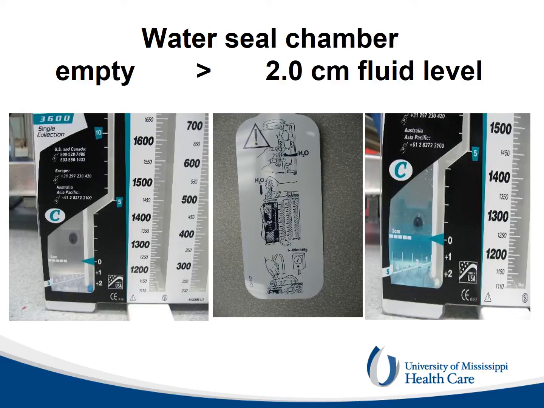The system comes with an empty water-sealed chamber and a 45 milliliter pre-filled normal saline vial in the back of the unit. The vial is emptied through the suction port into the water-sealed chamber, and the normal saline level reaches the 2.0 centimeter mark when off suction.